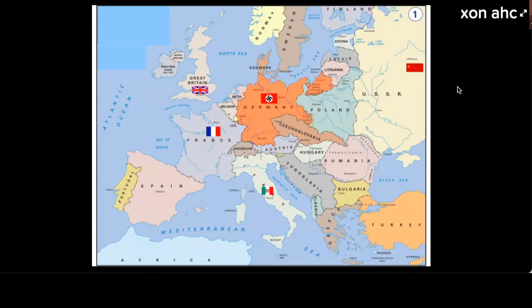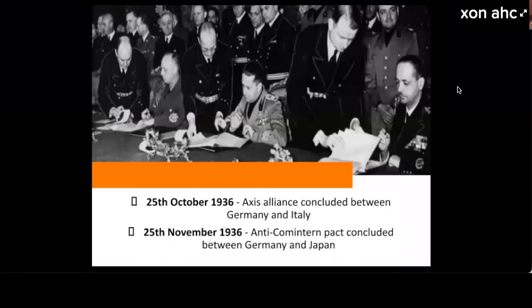So Hitler has built up his military. He is expanding German territory, creating living space or Lebensraum to support the German population. But he needs allies, he needs friends. And so he is going to enter into military alliances with Italy and with Japan.